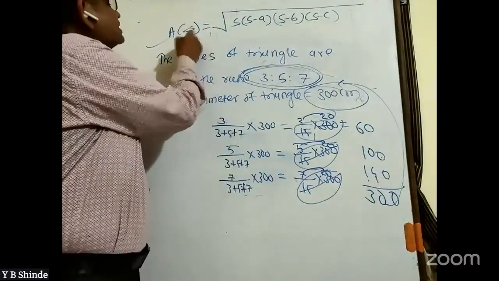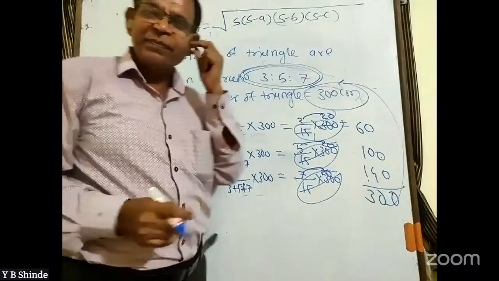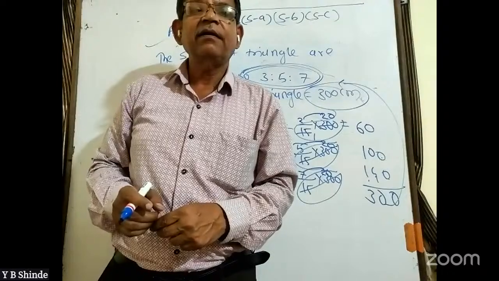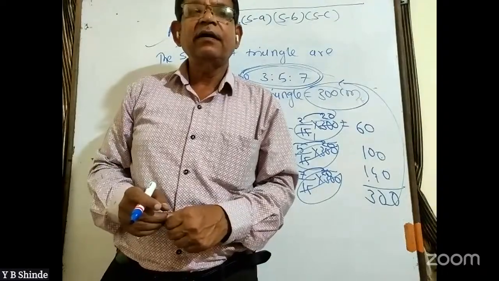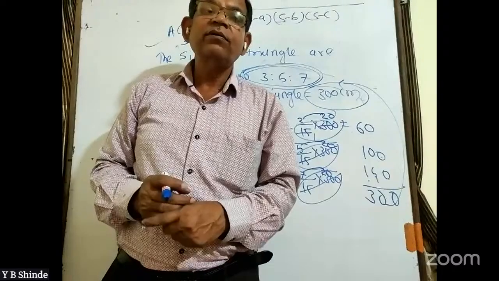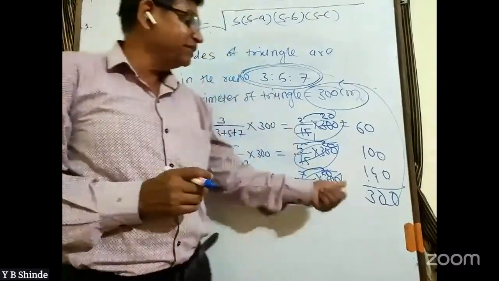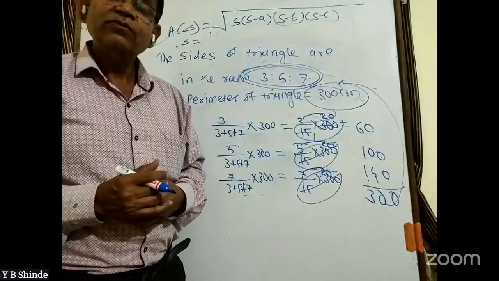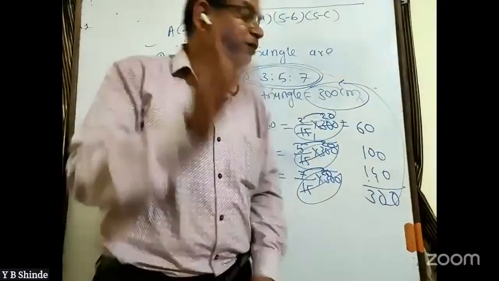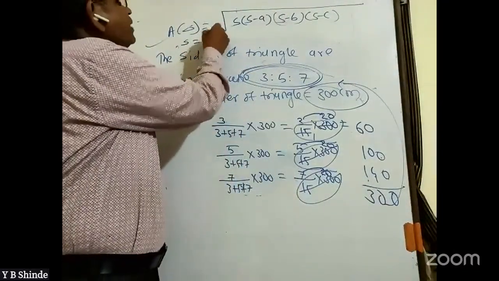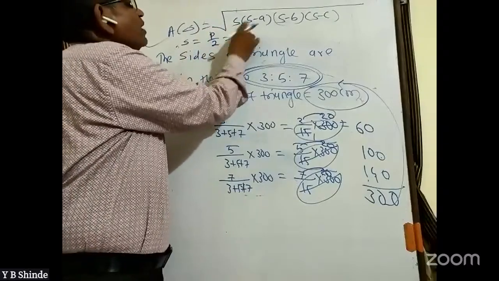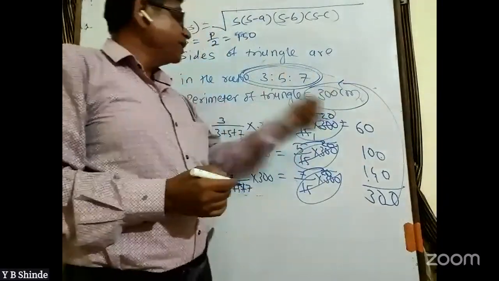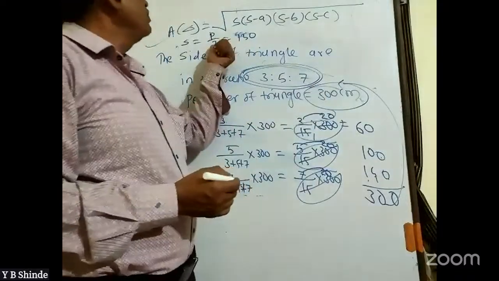What is the value of S? Anybody? What is the value of S in this case? Very simple, let me give that. S is perimeter upon 2. That is 150 directly. See here, why? Perimeter is 300, A plus B plus C is 300, upon 2 will be 150.